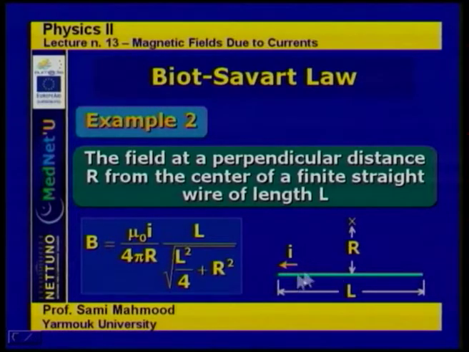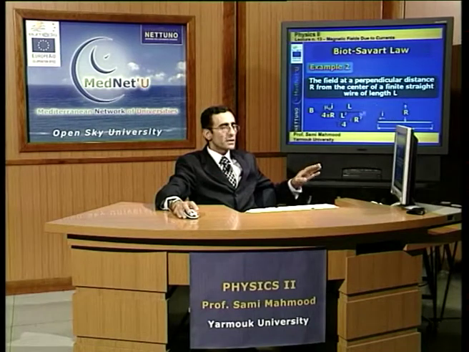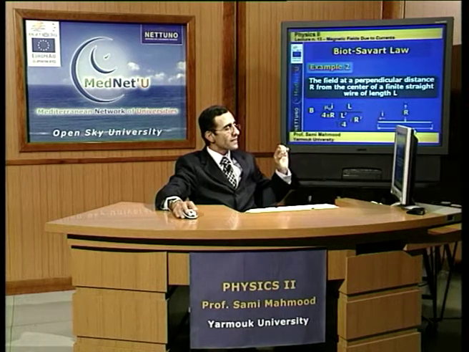If we substitute z1 equals minus L over 2 and z2 equals plus L over 2 into the previous formula, we obtain the magnetic induction at a distance capital R from the center of the wire, equal to mu naught I over 4 pi times capital R, all multiplied by the length of the wire L over the square root of L square over 4 plus capital R square. And this is the formula for the magnetic field at the center.